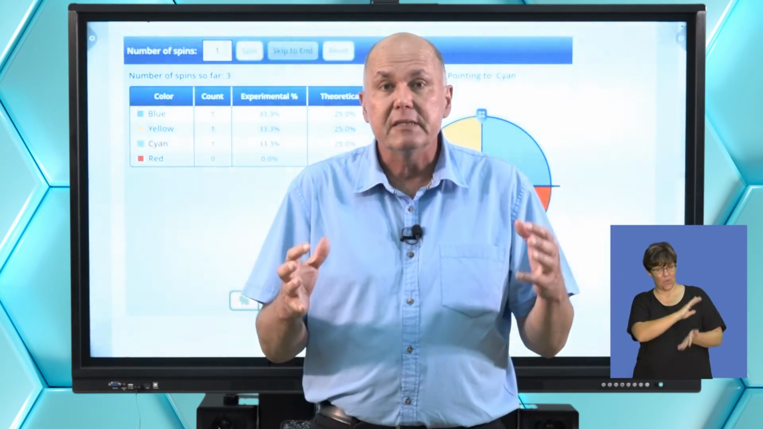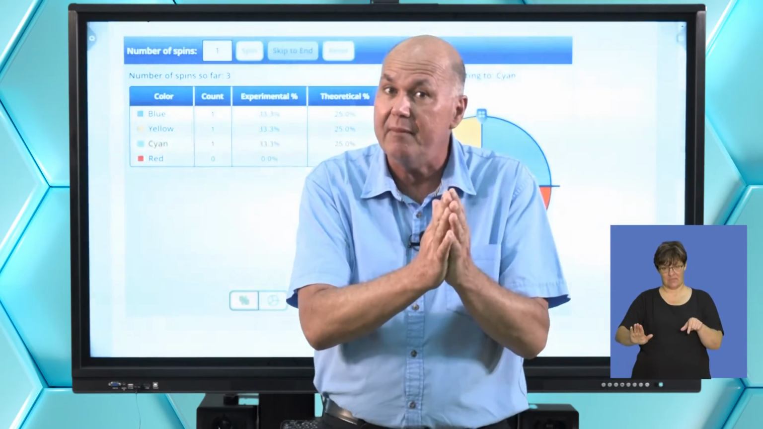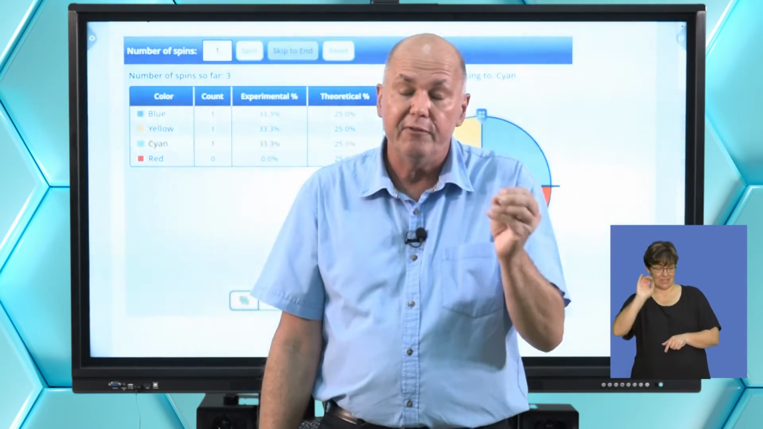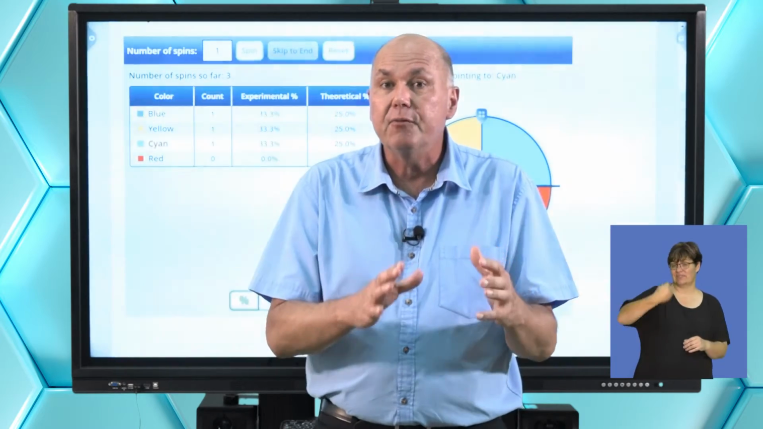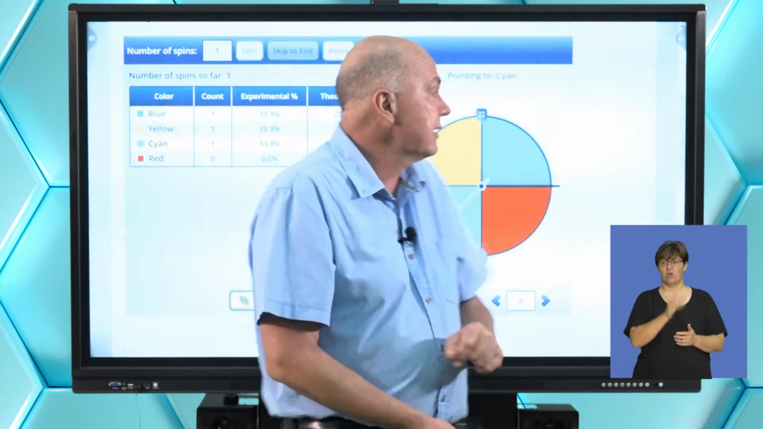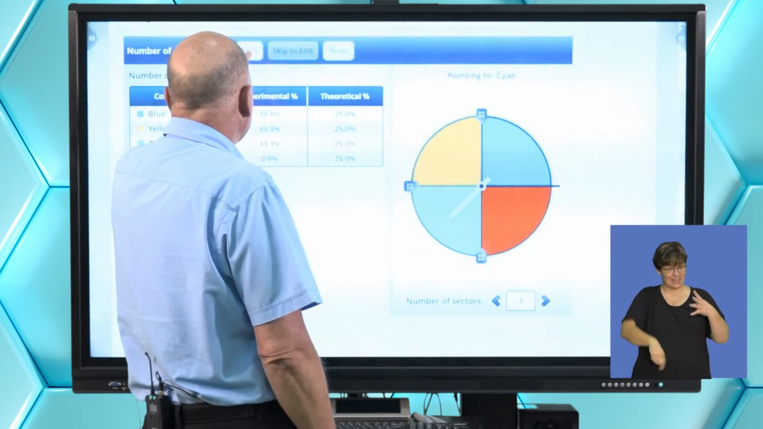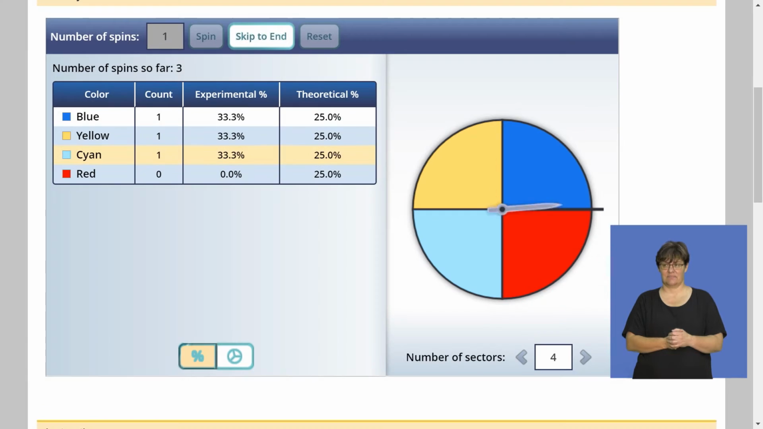But you can see what's happened. The theoretical probability stayed the same. It was 1 in 4, 25%. But the relative frequency is no longer at 100. It's no longer at 50. It's come down to 33%. 4 spins. Let's see what we'll get.